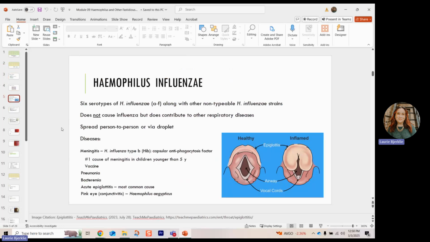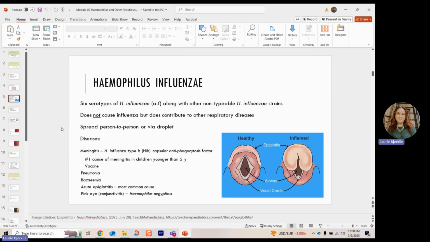Haemophilus influenzae can also cause pneumonia, sepsis, and bacteremia. There is a specific infection called acute epiglottitis that it causes. It is actually the most common cause of epiglottitis, or it was at one point. It might be less now because there is the Hib vaccine, which helps diminish it, but there are other strains, of course, of Haemophilus influenzae that can cause this.